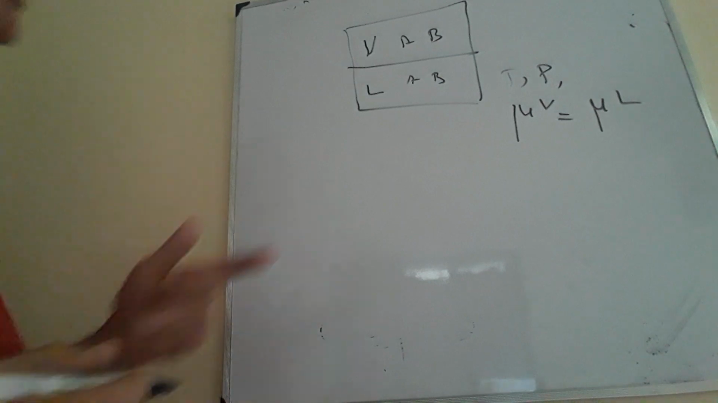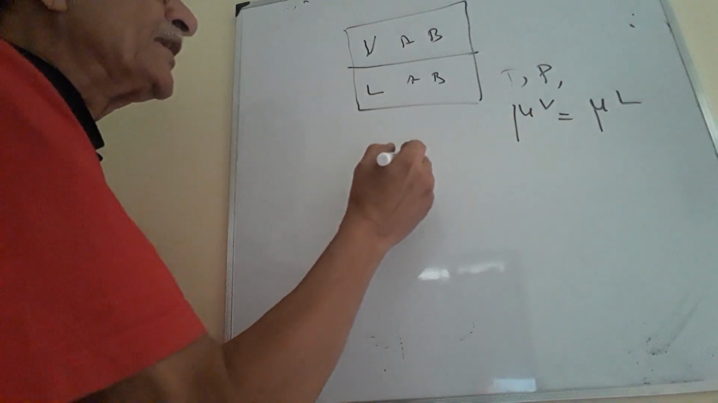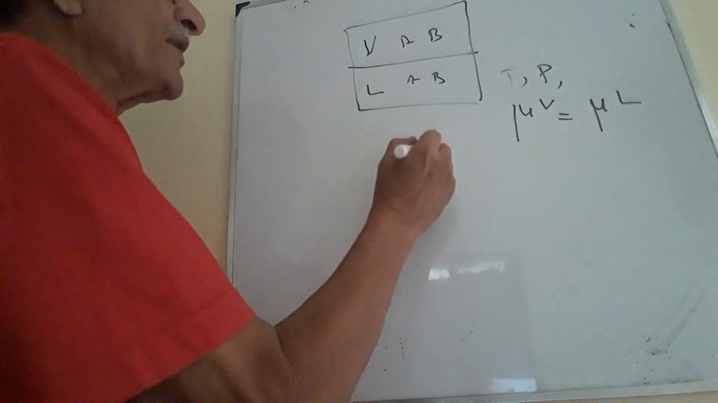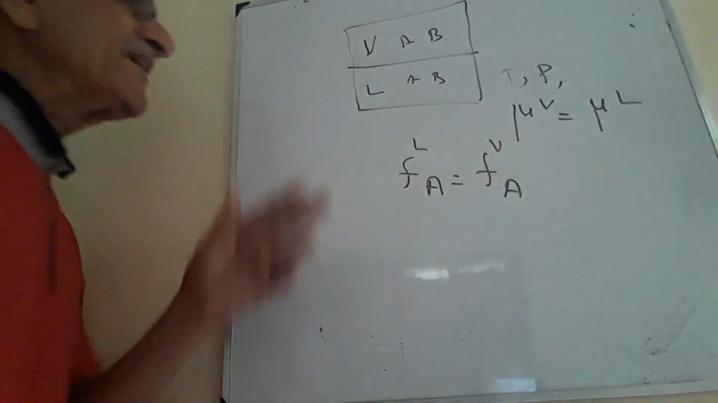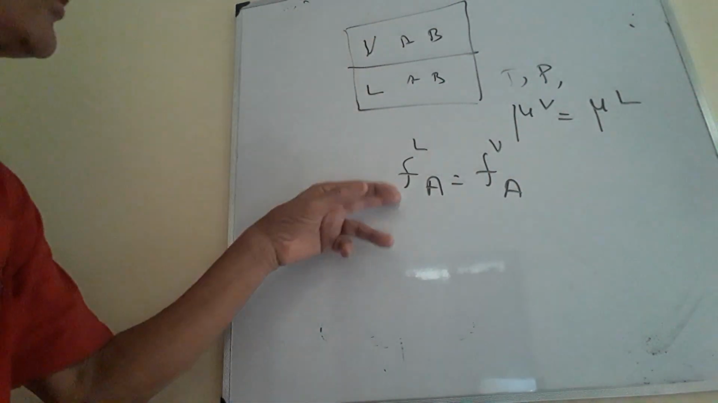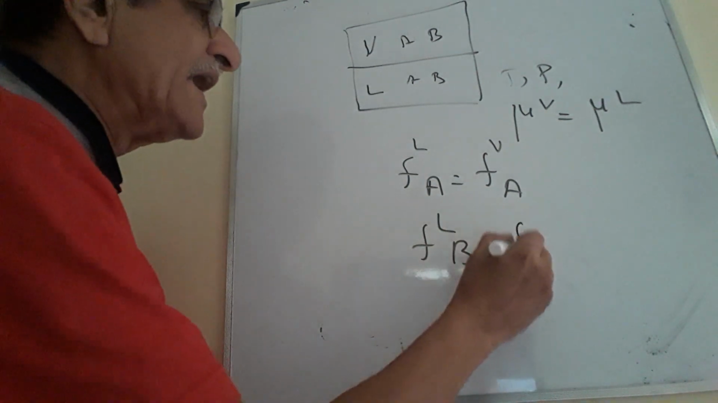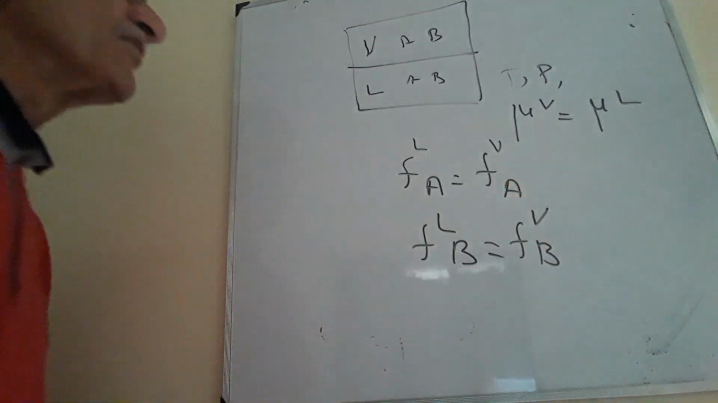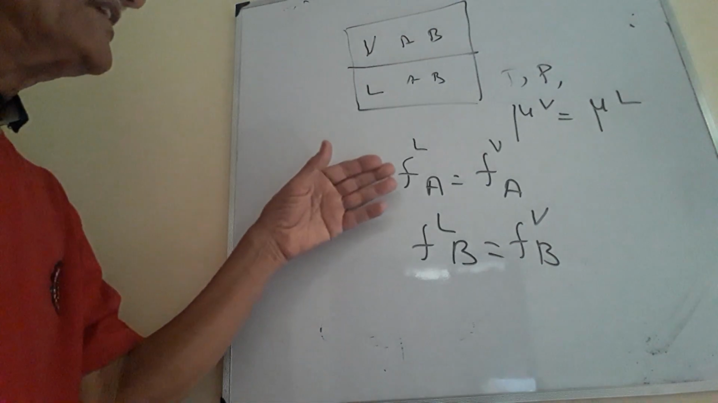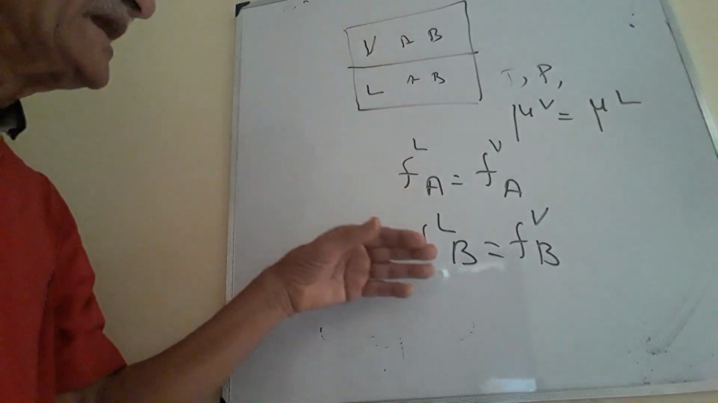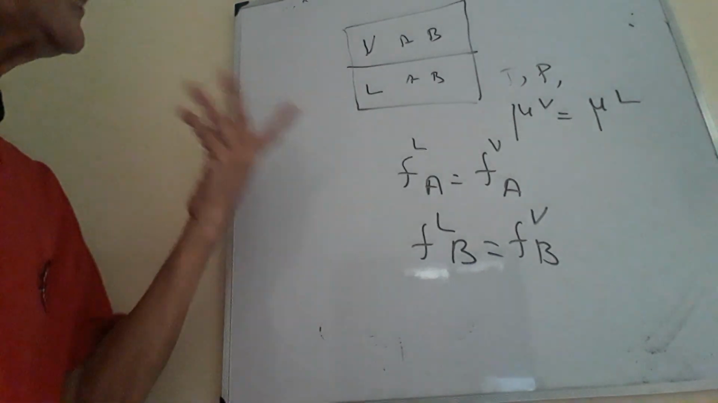Now, at equilibrium, we have defined this as equal to RT ln f plus theta. At equilibrium, the liquid phase component A will be equal to vapor phase component A. That is, the fugacity of the liquid phase and vapor phase of component A will be same. Similarly, fugacity of component B in the liquid phase and fugacity of component B in the vapor phase will be same. Because this is also another criterion. Apart from equality of chemical potential, the fugacity in liquid phase and vapor phase will be same. Now, I am not going in depth into this.